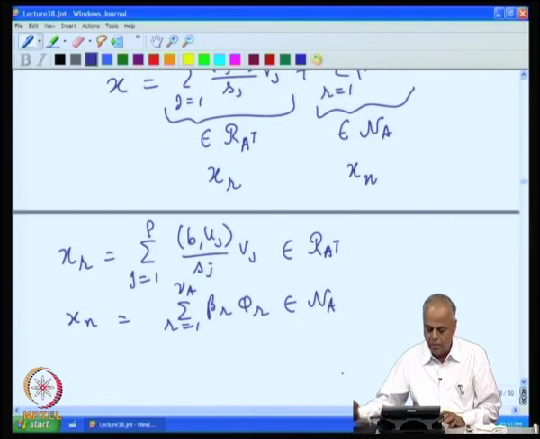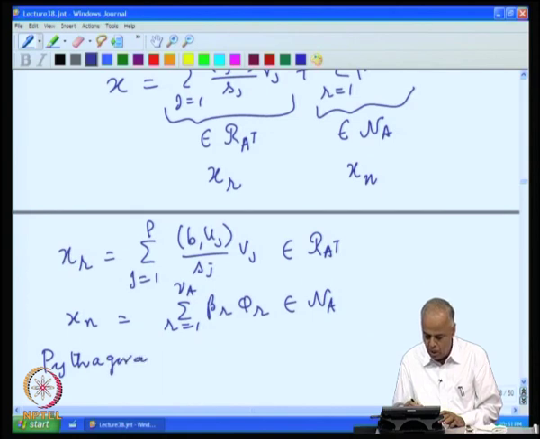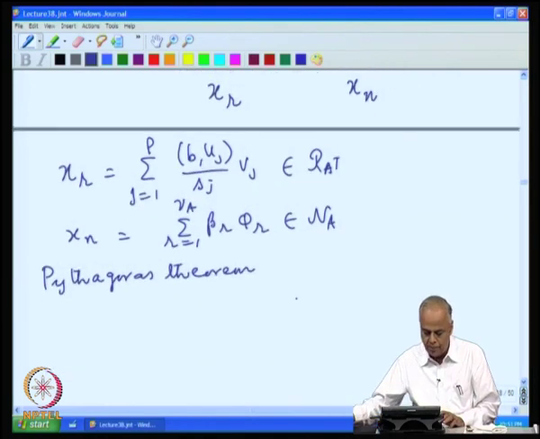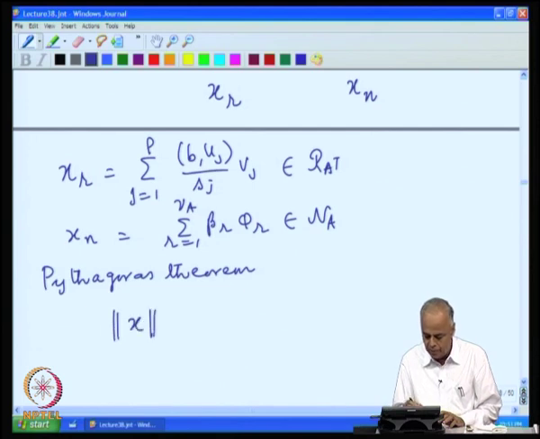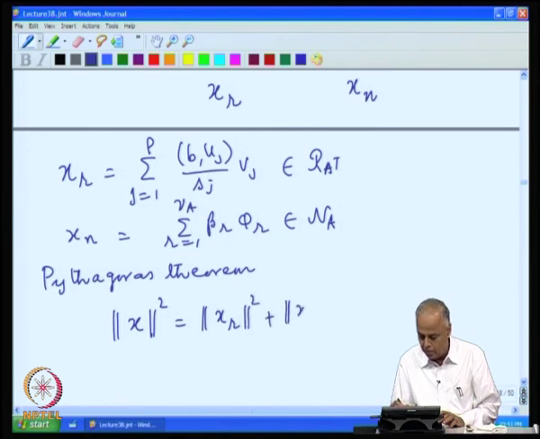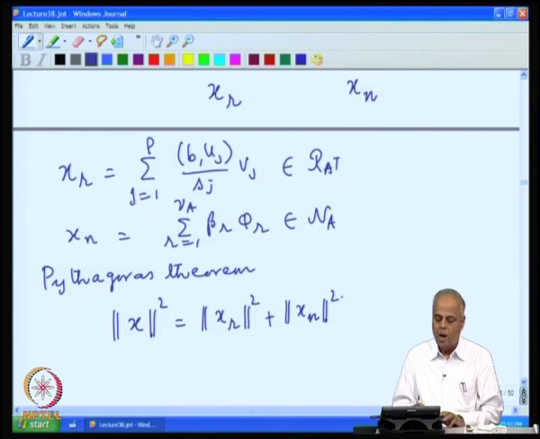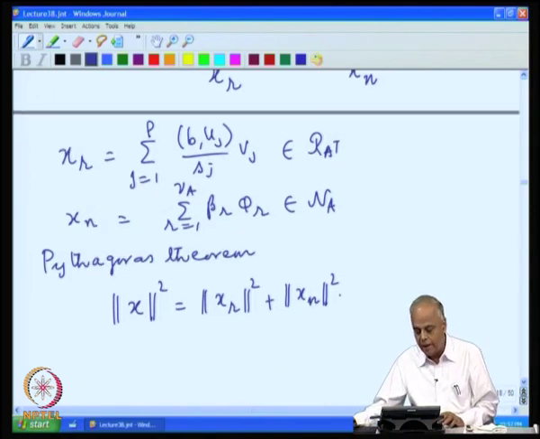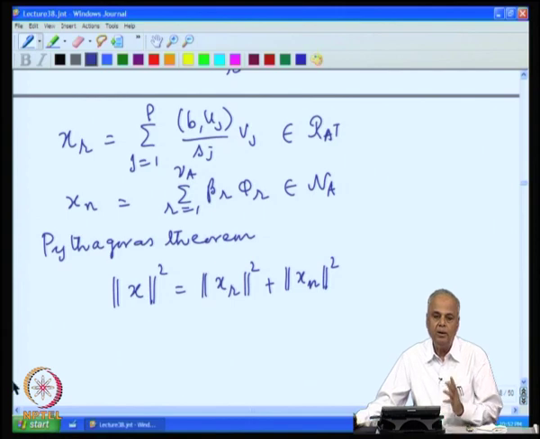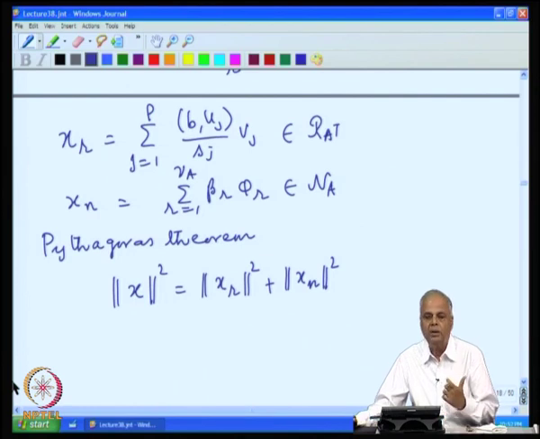of A, and by Pythagoras theorem again, since the range of A transpose and the null space of A are orthogonal complements of each other, we get by the Pythagoras theorem the length of x squared is equal to the length of xr squared plus the length of xn squared. And therefore, if you look at the right hand side, we find that the length of the solution will be minimum when xn is equal to 0, that is when we choose all the betas to be zeros.